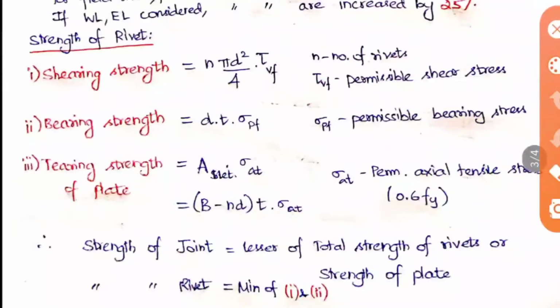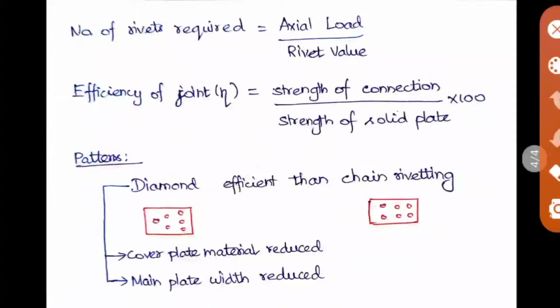And after doing this, what we'll be taking is the strength of the rivet, no? We'll be taking the minimum of the first and second. The minimum of these both will be taken as the strength of the rivet. Now we will have one value here, and the other value is the tearing strength of the plate. The lesser of these two will be taken as the strength of the joint. And the next one is the number of rivets required, which is equal to axial load by rivet value.